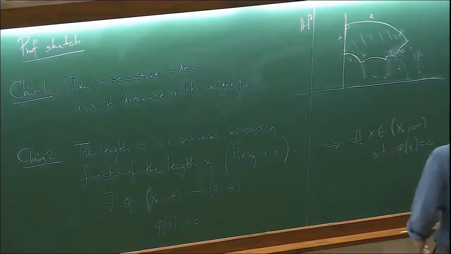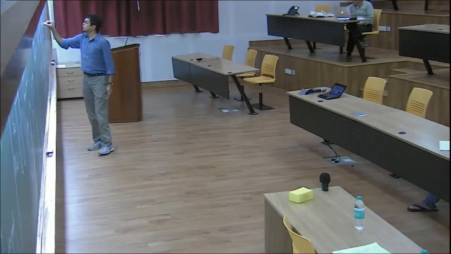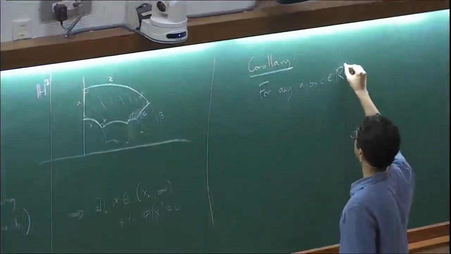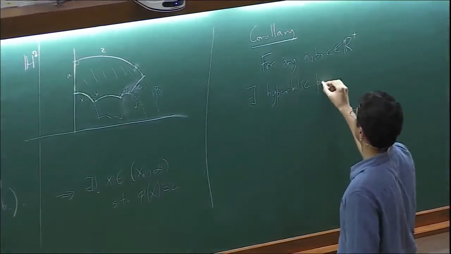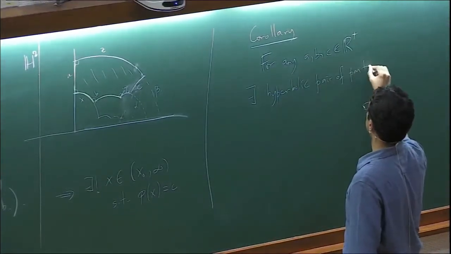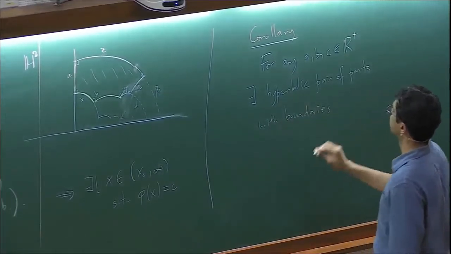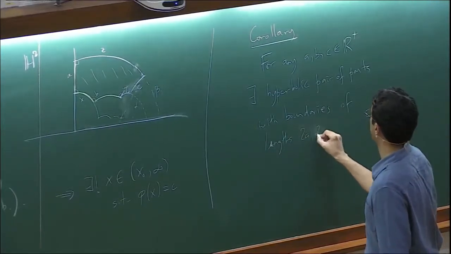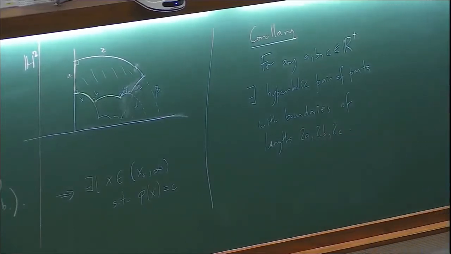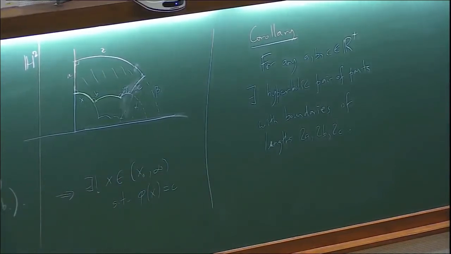And a corollary is that for any positive reals A, B, and C, there exists a hyperbolic pair of pants with boundaries. The boundaries are always geodesics, as I said, of lengths 2A, 2B, and 2C. Okay, so you indeed get, for any three lengths, and in fact it's also unique.